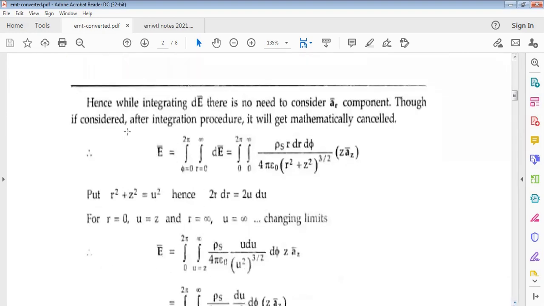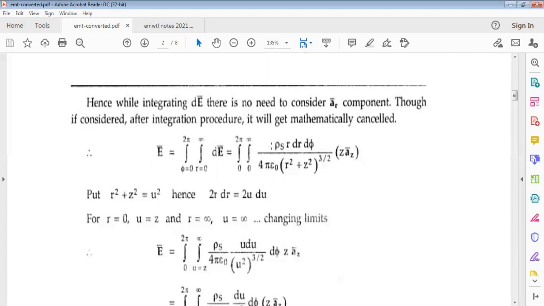Now see, hence in the integral of dE bar, there is no need to consider the AR bar component. Though if it is considered, after the integration procedure it will mathematically cancel. If you use that, or otherwise, both will give the same answer. Whenever you use the AR bar component and proceed with the simplification in the integral, finally you will get 0 for the AR bar component.